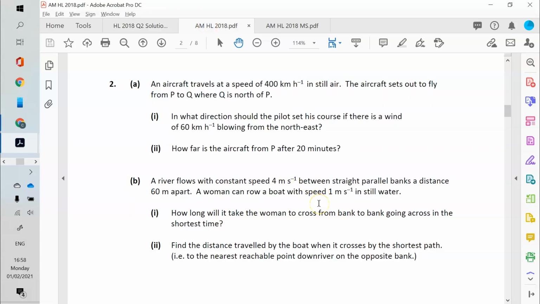Part B then, we have a river which flows with a constant speed 4 meters per second. It flows between straight parallel banks, a distance 60 meters apart. And there's a woman with a boat, and she can row that boat in still water at 1 meter per second. So that is the speed of the boat relative to the water. We're being asked how long will it take the woman to cross from bank to bank, going across in the shortest time.